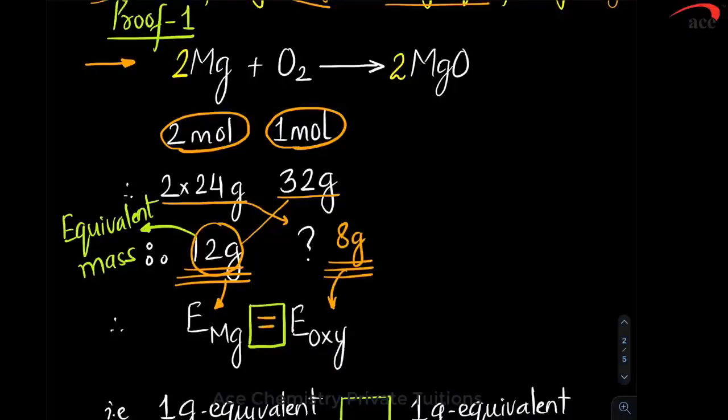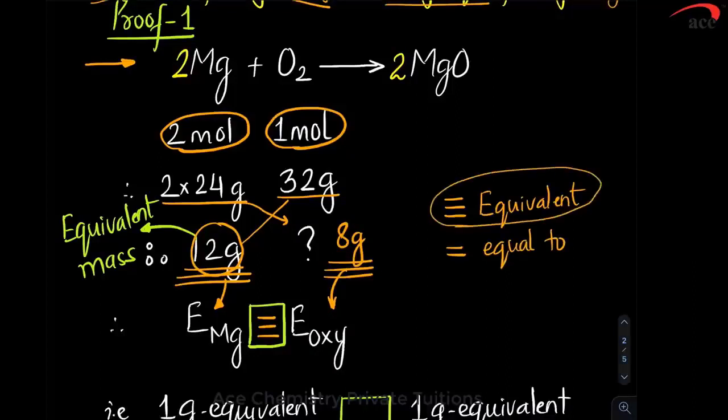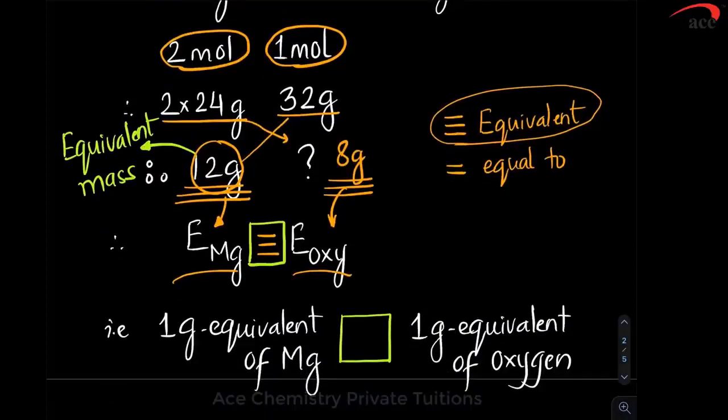By the way, what is 12? It is equivalent mass of magnesium. What is 8? Equivalent mass of oxygen. That means they are equivalent to each other. This symbol stands for equivalent. This symbol stands for equal to. So they are equivalent. We use the word equivalent if you are having two different substances and you are equating.